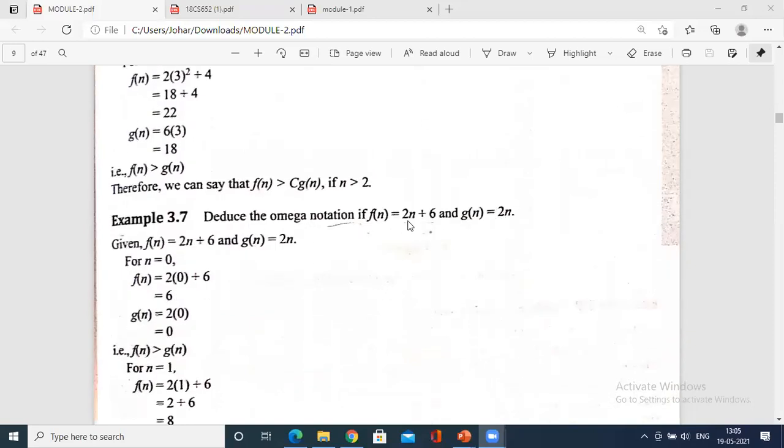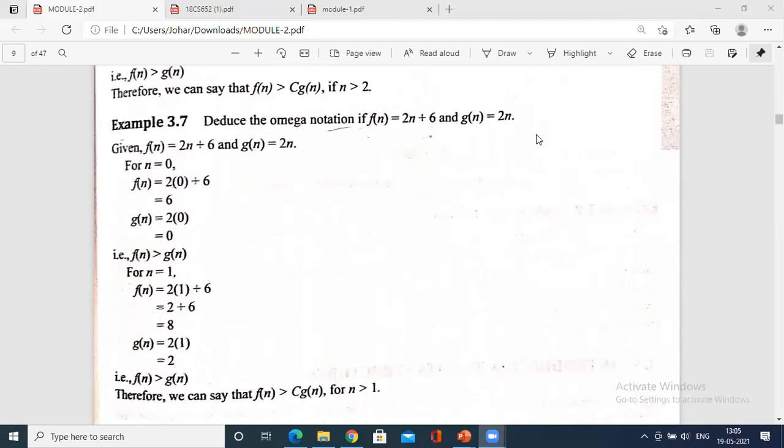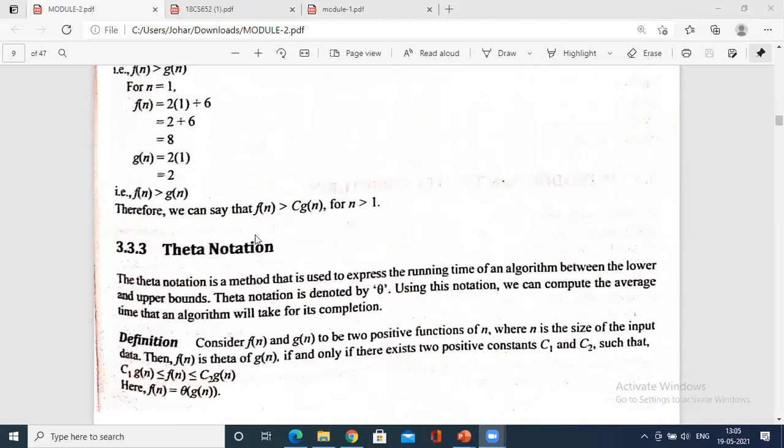This is an examination question that is given in the exercise. You could expect the same sort of questions in the examination, either a given problem, or else to explain the asymptotic notation. Similarly, here is one more problem, beyond 2n plus 6. You have to deduce it. You need to work it out.